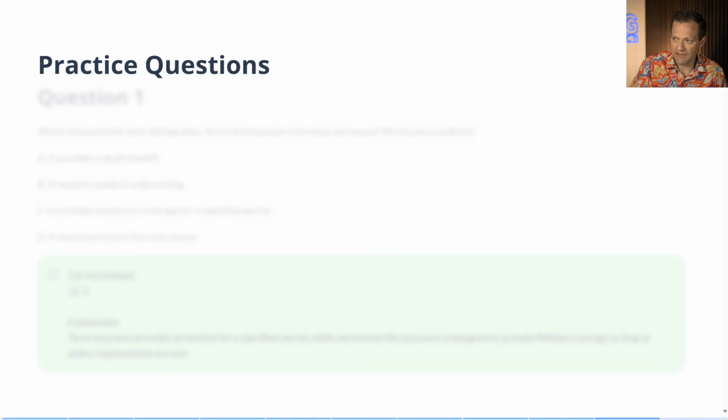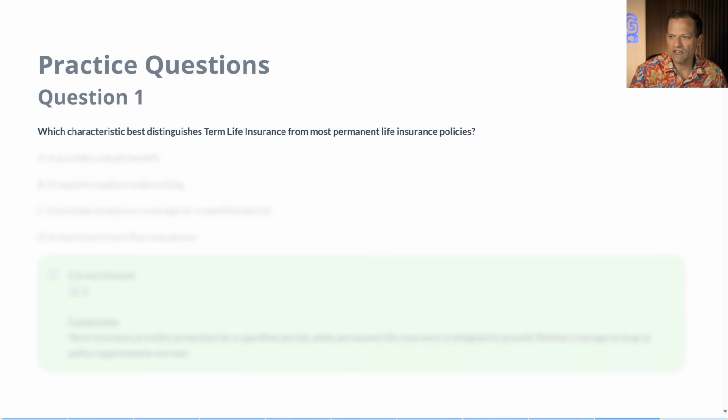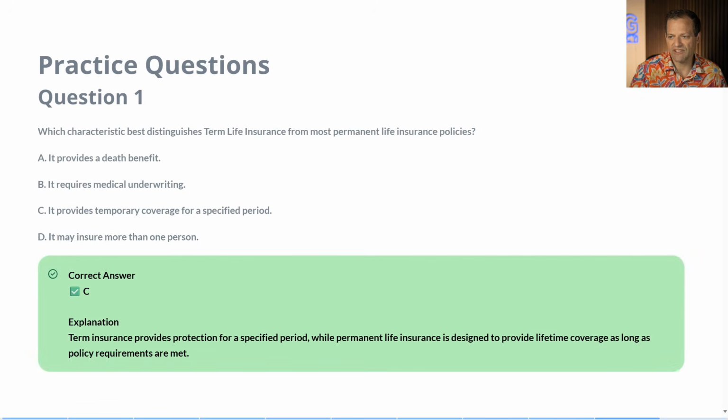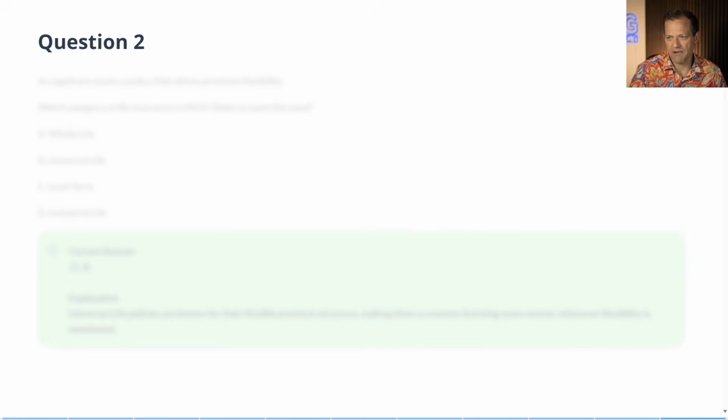So let's pop quiz time. Let's go over some questions here. Which characteristic best distinguishes term life insurance from most permanent life insurance policies? Is it A, it provides a death benefit? B, it requires medical underwriting? C, provides temporary coverage for a specified period? Or D, it may insure more than one person? The answer is C, it provides temporary coverage for a specified period, because term insurance provides protection for a specified period. Definition. While permanent life insurance is designed to provide lifetime coverage as long as policy requirements are met.